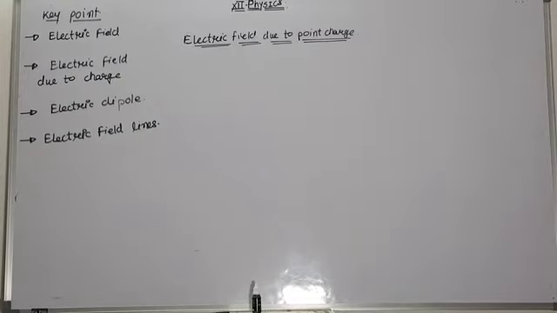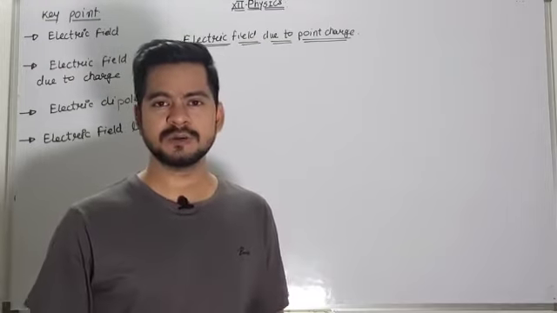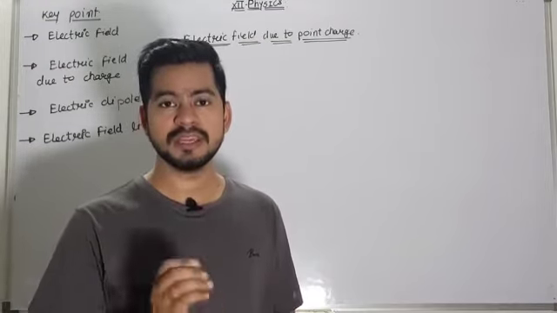Okay, the next point that we have to discuss is the electric field due to a point charge. So the very first formula you have just seen is that E is equal to F upon Q.